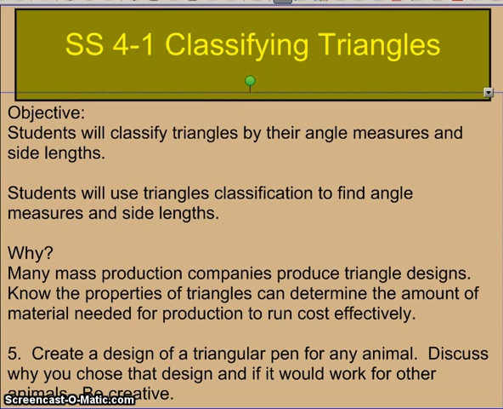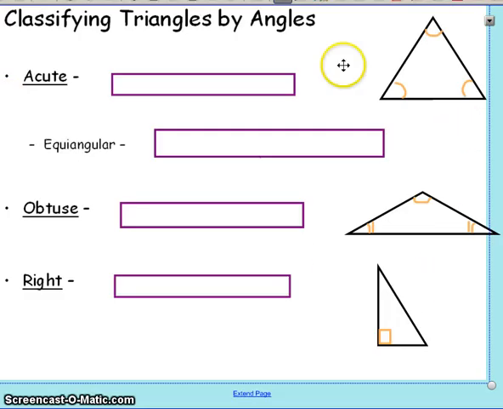So make sure that in your notes you get the title. You get number 5 also. We'll be classifying triangles in this section. So let's move on real quick. The first way that we can classify triangles is by the angles.